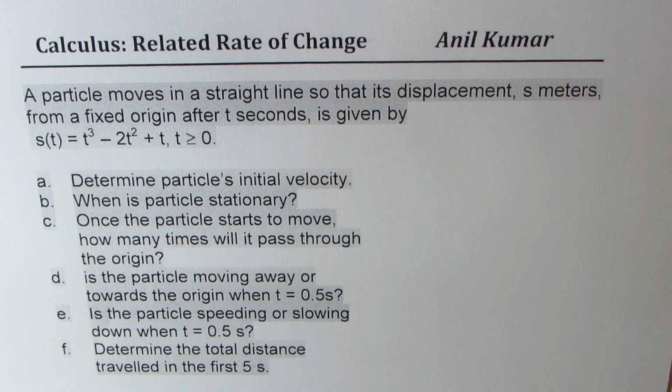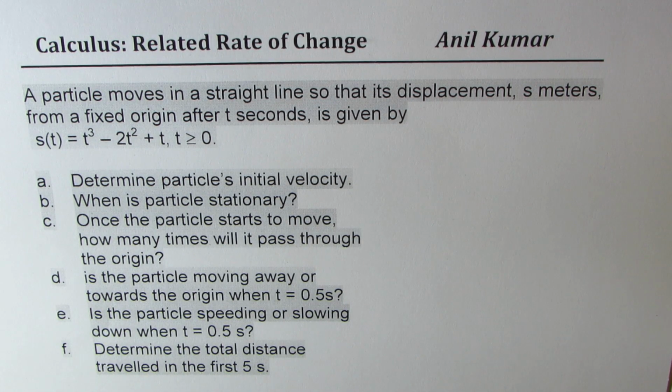A particle moves in a straight line so that its displacement, s meters, from a fixed origin after t seconds is given by s of t equals t cube minus 2t square plus t, where t is greater than or equal to 0. We need to find all these things, 6 parts.